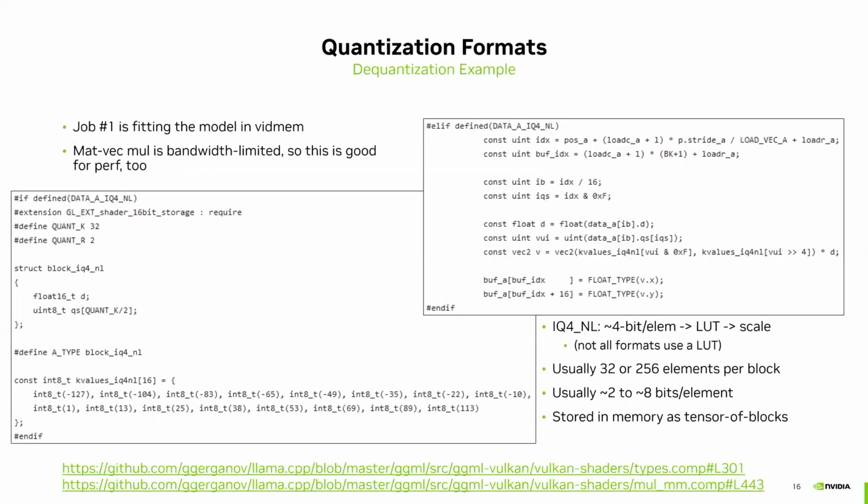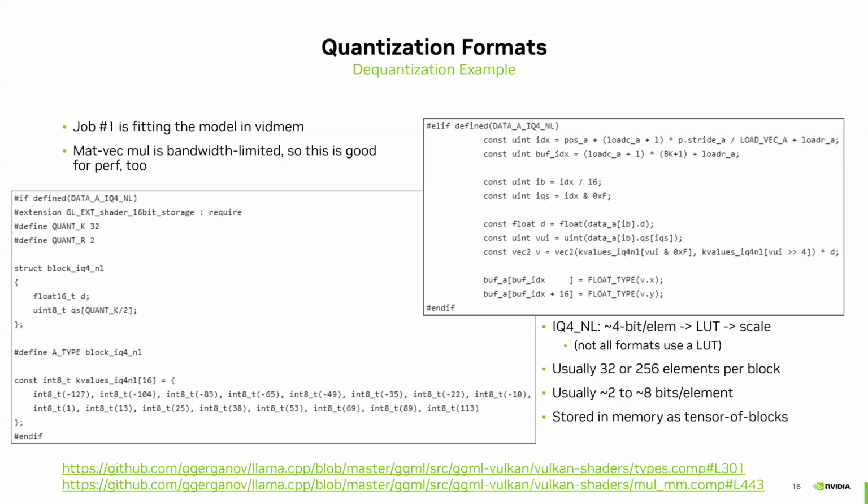Okay, so these quantization formats, they're really compression formats, and there's really 2 reasons for this. The first is that these are big models. The model has to fit in VidMem. If it doesn't fit in VidMem, what's the point? It's going to be too slow. But then additionally, the matrix vector multiplies are bandwidth limited, and so the more compressed you are, the better your performance is. So it's good for that too.